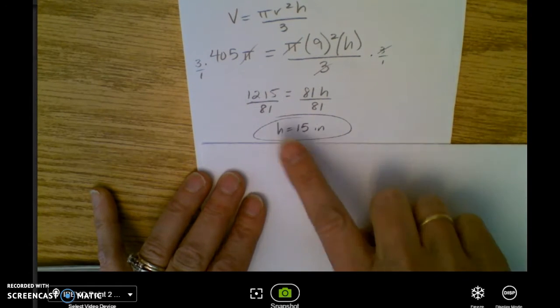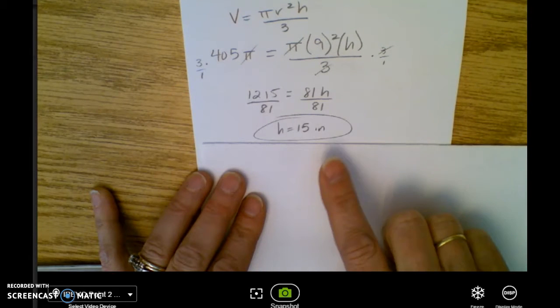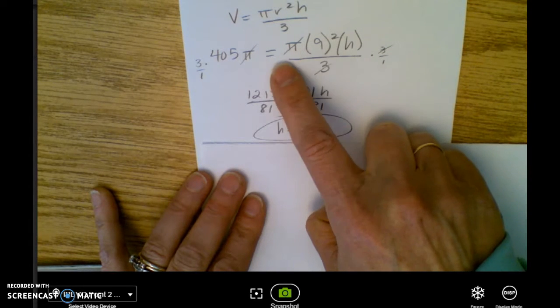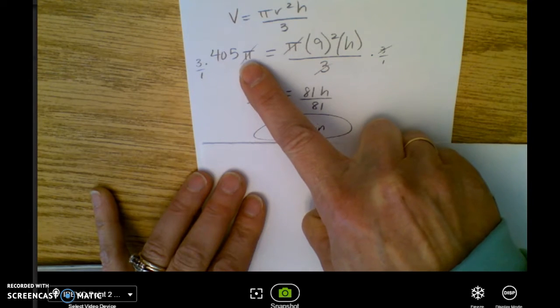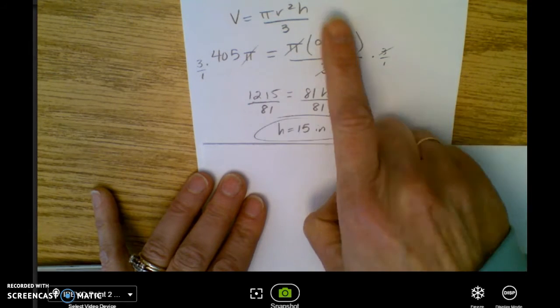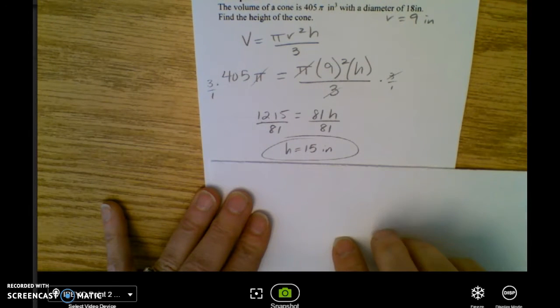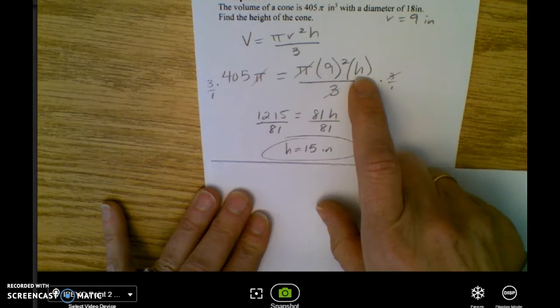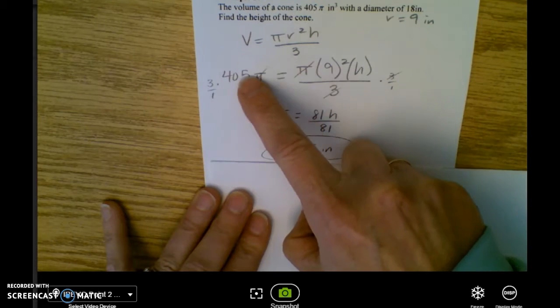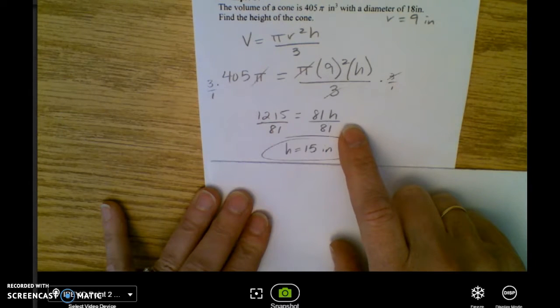And this works out, if you were to go back and check the problem, a height of 15 times the radius squared divided by 3 is going to give you 405 pi. So this just gives you an example of a way that we can use the volume formula, but find one of the values over here instead of finding the actual volume like we've been practicing.